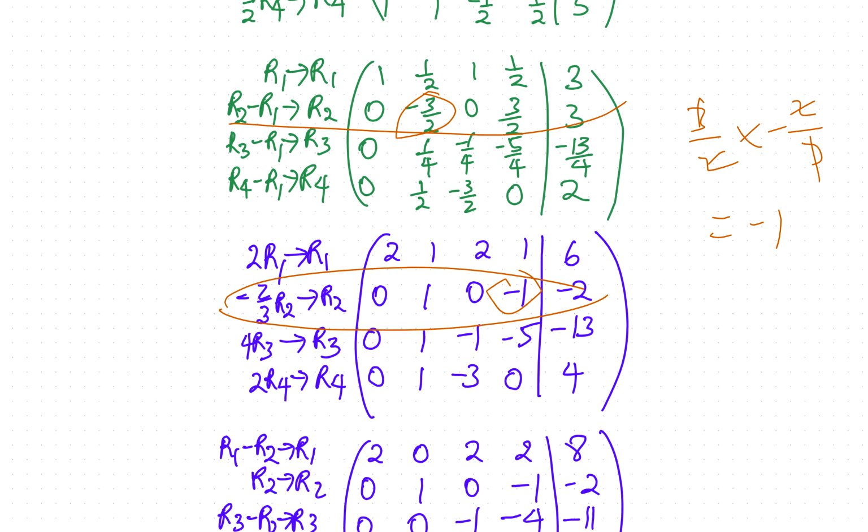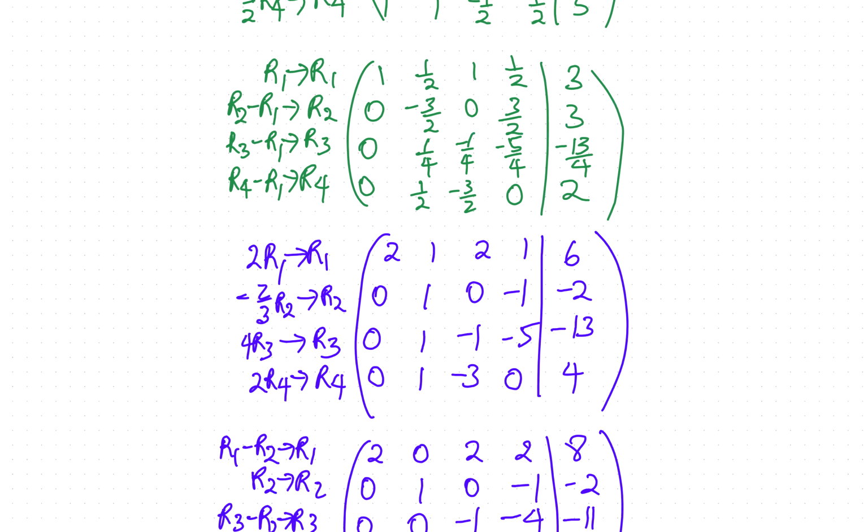Okay. All right. So the next one, we need this to be 1, right? So all we need to do is multiply through by 4. So 4 of the old row 3 gives us the new row 3. So 4 times 0, 0. 4 times 1 over 4 is 1. 4 times minus 1 over 4, that's minus 1. 4 times minus 5 over 4, that's minus 5. 4 times minus 13 over 4, that's minus 13, sorry.